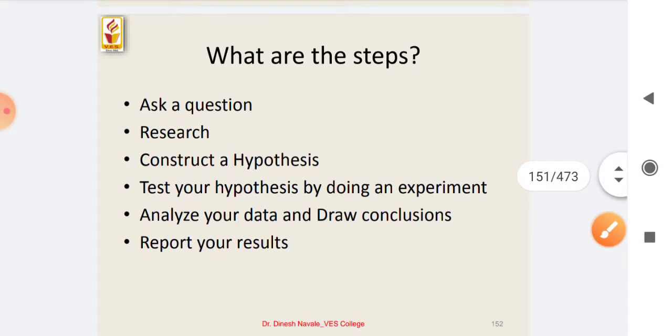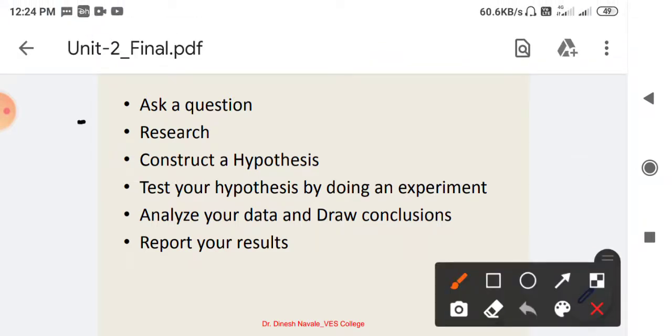So what are those 6 steps? In general, we can say that the first step is to ask a question about the particular problem. Then we should gather background data on what we are going to do in the given experiment. All these things should be done in the research. Literature review means research.